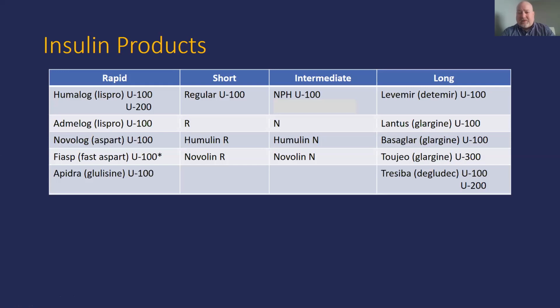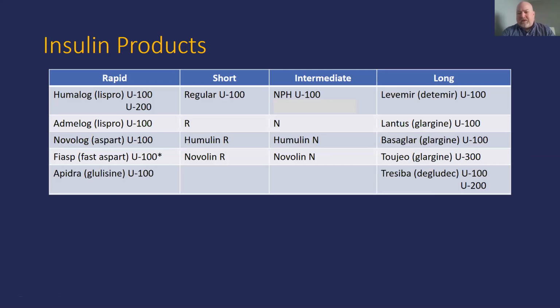Again, you can't prescribe it as Lantus and expect them to get Basaglar. You have to actually prescribe for Basaglar if that's what you want them to be put on. But you should think of it as generic Lantus. Now, Toujeo is glargine, but it's U300. So it's 3 times the concentration as Lantus.